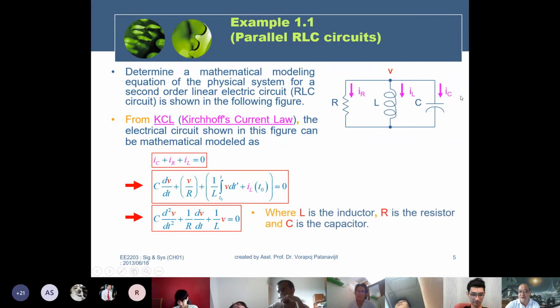The sum of the currents equals 0, and you express every current in the form of V. After that, you reformulate them. You can see that this equation becomes the second order differential equation that can model this system well. It links the voltage across them with the R, L, and C values, where L is the inductor value, R is the resistor value, and C is the capacitor value. This equation completely describes every detail in the RLC circuit.